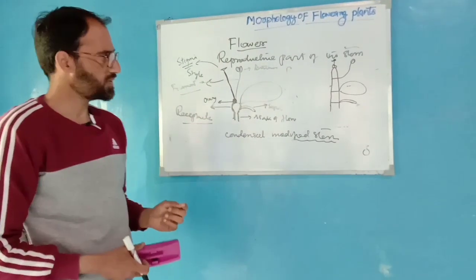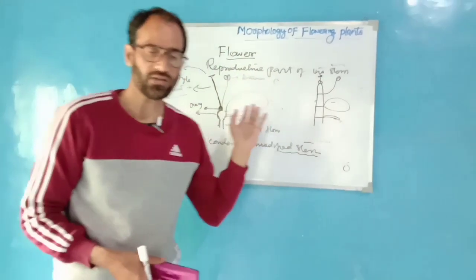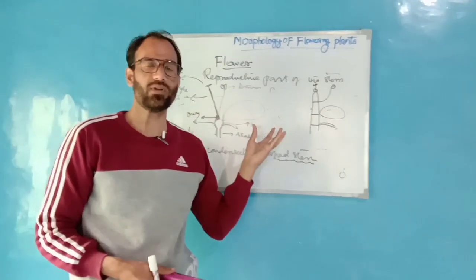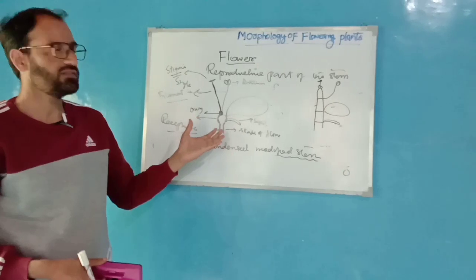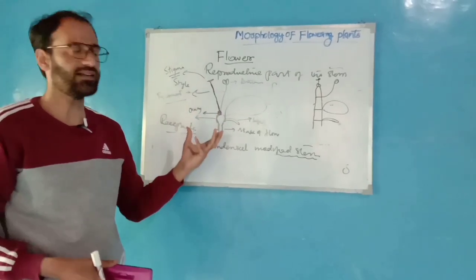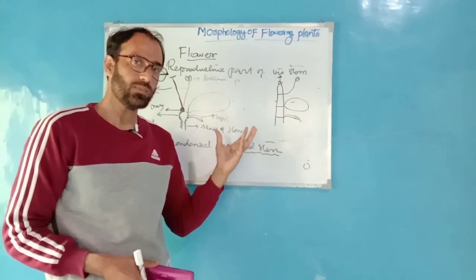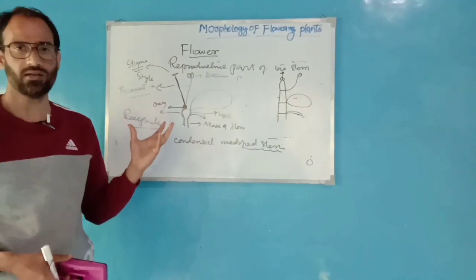So dear students, we have talked about this very important part of the stem, that is flower. This is a reproductive part. It helps in the reproduction. We will discuss these individual parts one by one in the next lecture, and we will continue with some important terminologies of this flower in the next lecture.